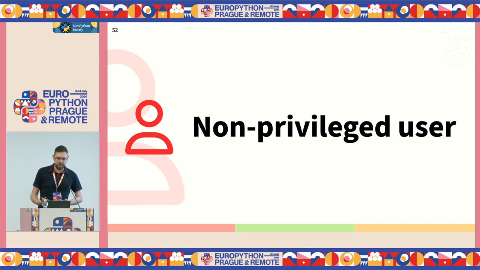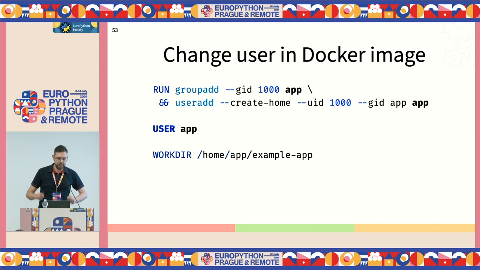In most base images, you start as root to modify system settings, and it is your responsibility to switch to a non-privileged user. This can be done using the USER directive, and all commands after this directive will be run as this user, not as root. But before you can do it, your user must exist, created with the useradd command.